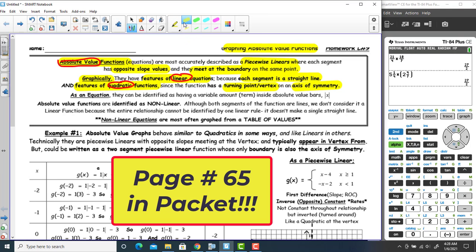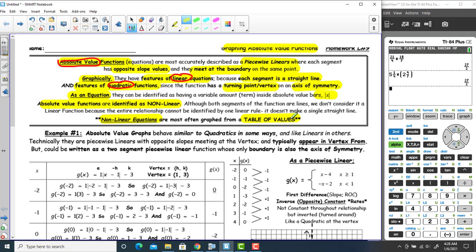As an equation, you're going to know it's an absolute value relationship because you're going to see the absolute value bar. So that's going to make it very clear for you to understand that you are working with an absolute value function. Absolute value functions are identified as nonlinear because technically they don't make a straight line. Even though they have two segments that are straight lines, it's not one single line going on forever. And because they're nonlinear relationships, we're going to graph them from a table of values. All nonlinears are most often graphed from a table of values.